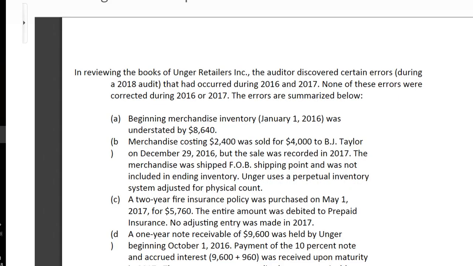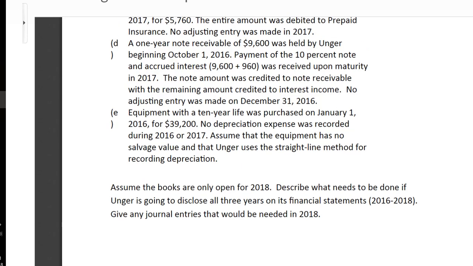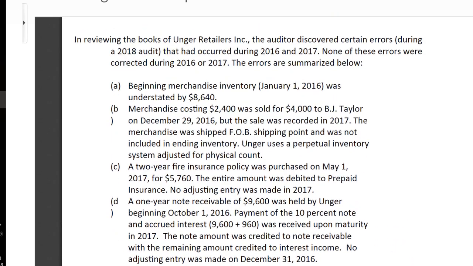Hello, everyone. A little practice with corrections as opposed to adjustments. Here with Unger Retailers, we have found certain errors during a 2018 audit that occurred during, at least some of them, 2016 and 2017. None of them were corrected previously, and we're going to be disclosing all 3 years, okay? And then any journal entries that need to be made in 2018.